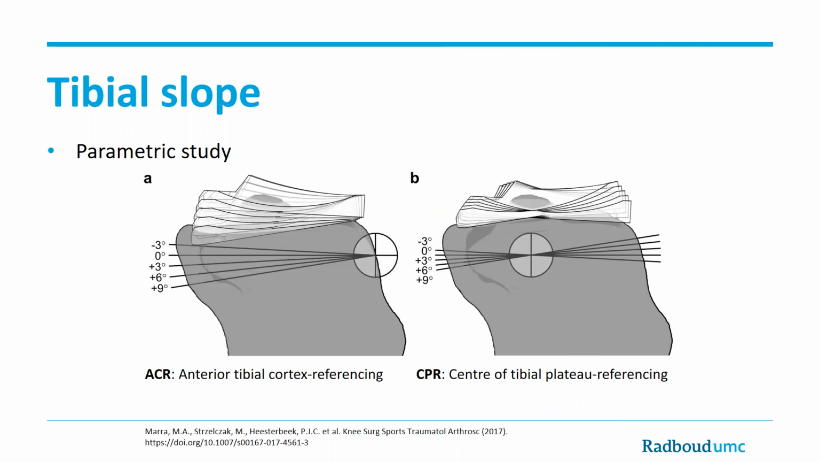We then performed a parametric study with the tibial slope being one of the parameters varied. We varied that in a range between -3 degrees to +9 degrees in the sagittal plane. But we also looked at the referencing technique that can be used intraoperatively to actually change the degree of tibial slope. There are two techniques to achieve this. One is the anterior cortex referencing, the other one is the center of the tibial plateau referencing, abbreviated as ACR and CPR.